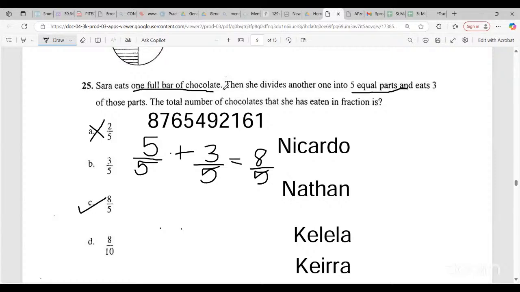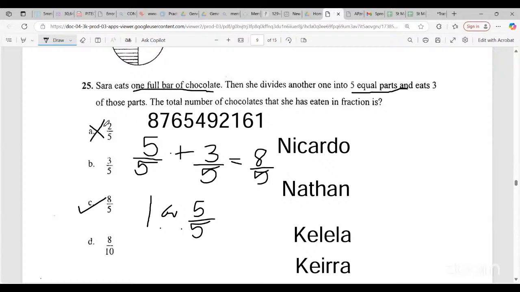So you write down the information there: one full bar, 1 whole or 5 over 5. If you see this in front of you, then you start to say, okay, it has to be that she ate more than 1 chocolate bar.